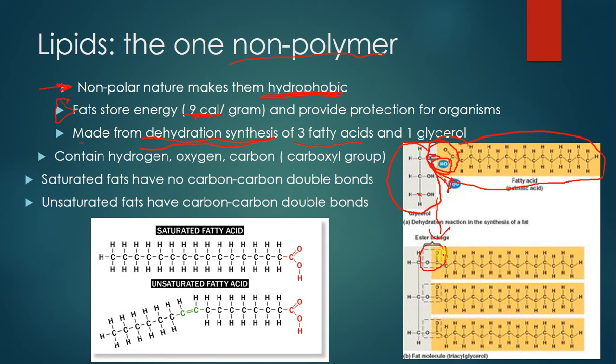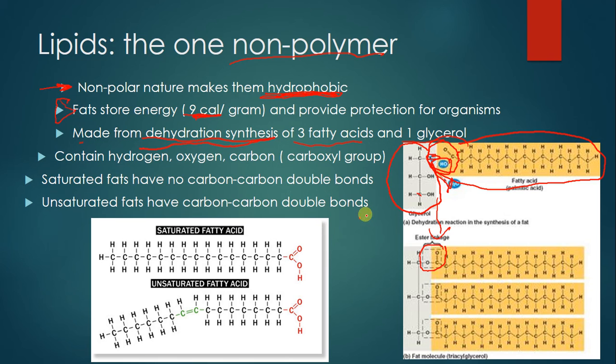We don't really need that for this class, but you can see that we make these fats by linking 3 fatty acids to our glycerol, 1 to each of those hydroxyl groups via dehydration synthesis. So in fats, we can kind of have 2 main types. We have saturated and unsaturated.